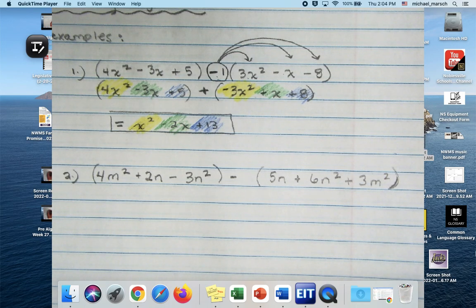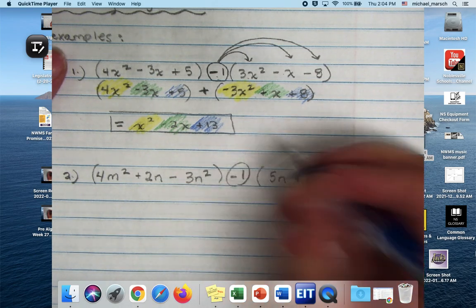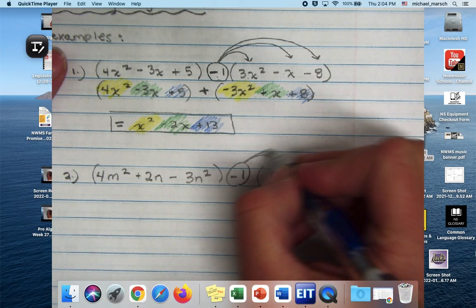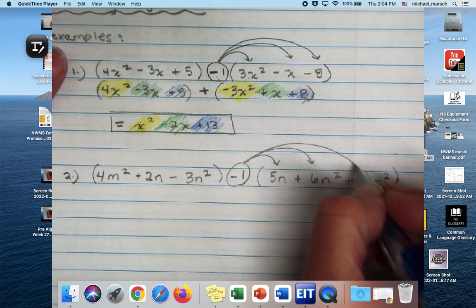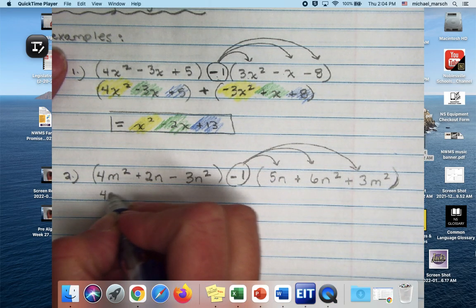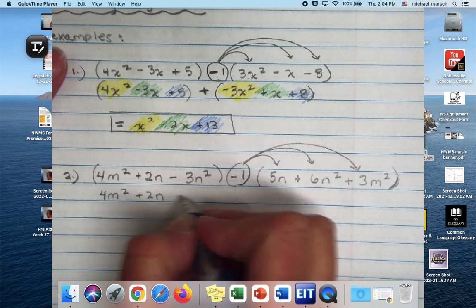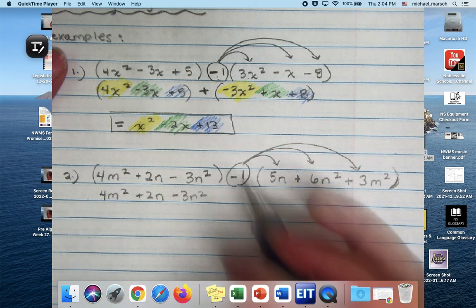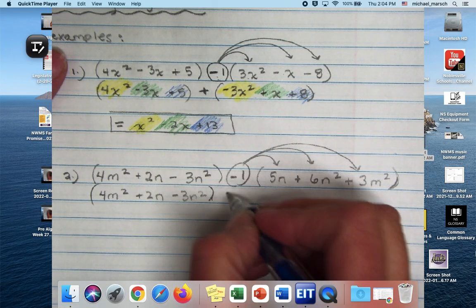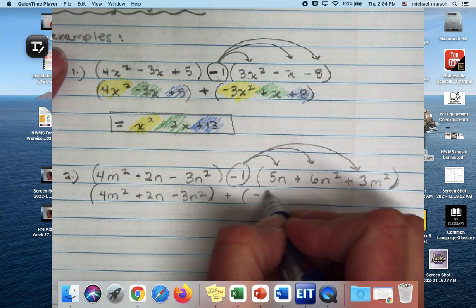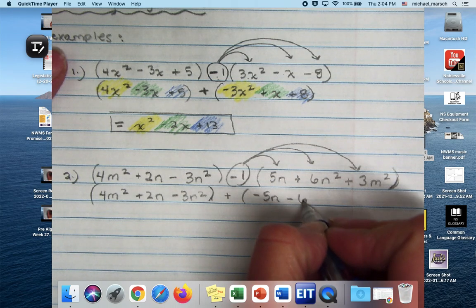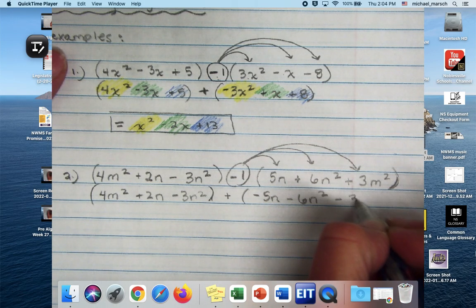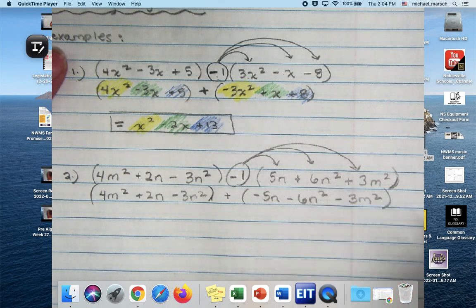Okay, what should I do first? Mackenzie? I heard you say it. Distribute the -1. Awesome, thank you. I'm going to distribute this -1 so that I can turn this into an addition problem. So I'm going to have 4m squared plus 2n minus 3n squared. That doesn't change. Plus -5n minus 6n squared minus 3m squared.